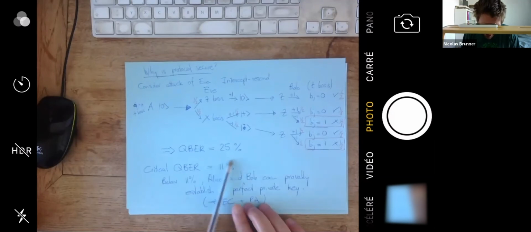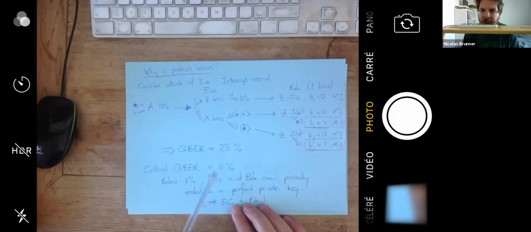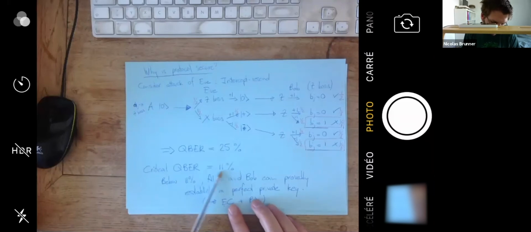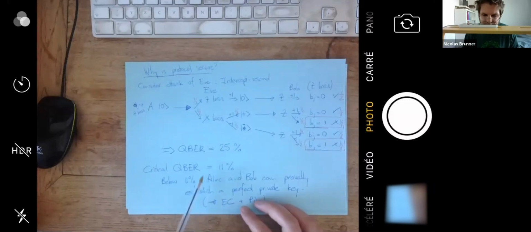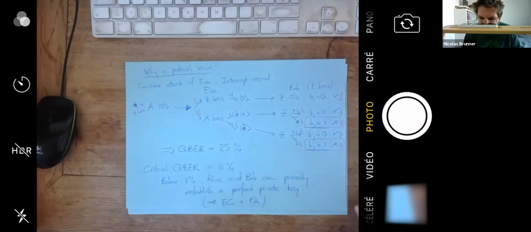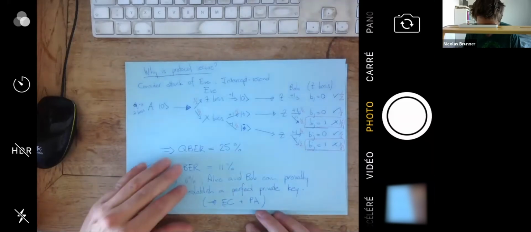So this 11% allows you really to work in practice. In a typical optical setup where you use photons and fibers, you can have error rates of about 5%, even on distances of about 100 kilometers. So that makes it totally feasible in practice, and in fact, it is even accessible as a technology today.